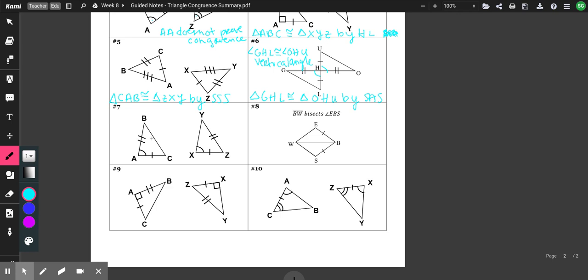I need to know, is BC and XY congruent to each other? Right? Like I need a little more information. So let's see. Not enough info. There's none. I need more. What about this one right here?